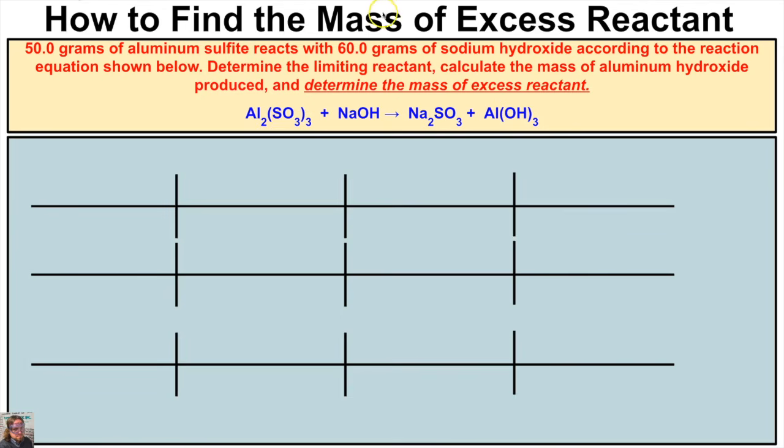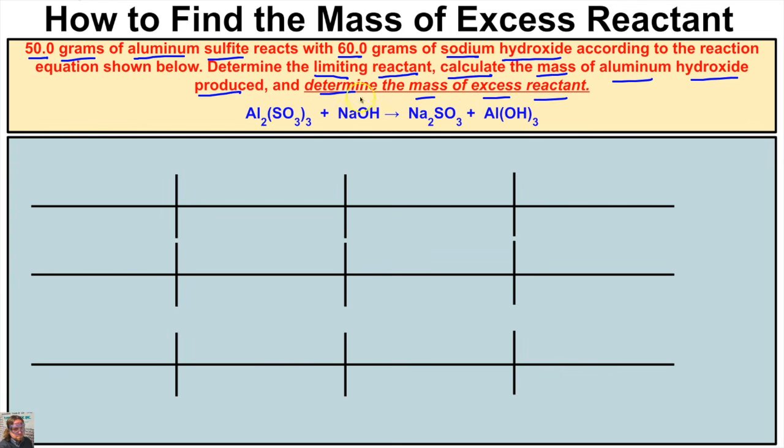In this problem, it says 50.0 grams of aluminum sulfite reacts with 60.0 grams of sodium hydroxide according to the reaction equation shown below. We need to determine the limiting reactant, calculate the mass of aluminum hydroxide that is produced, and last, we need to determine the mass of excess reactant. So we're asked to do three things here.